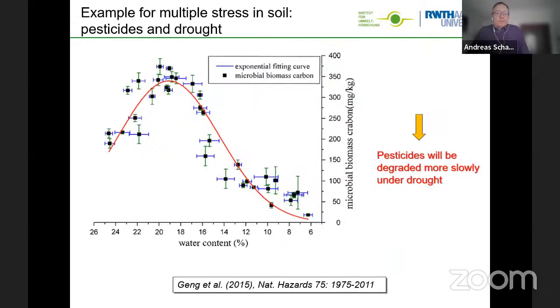Regarding drought, you see here the microbial biomass on the y-axis, and you see the water content going from wet soil to very dry soil. And the microbial biomass follows a certain pattern, and you see here that under prolonged drought conditions, the microbial biomass becomes very, very low. And this means that pesticides will be degraded more slowly under drought. These effects are not considered in any degradation studies of new pesticides, and it has to be changed, I think.